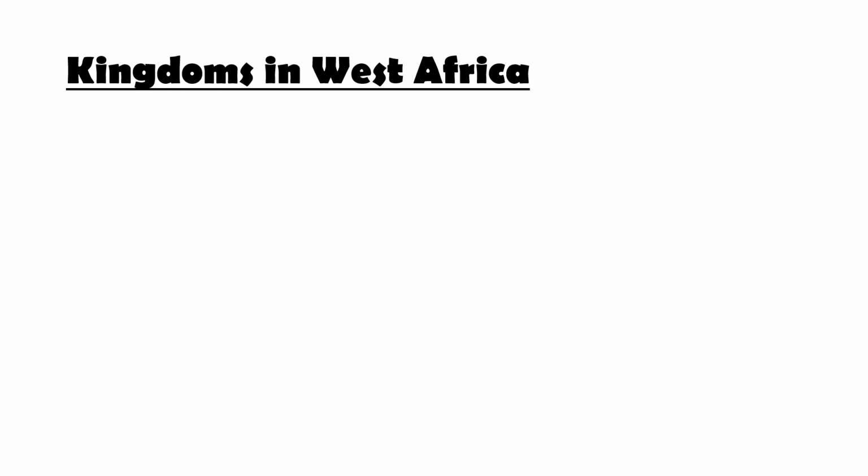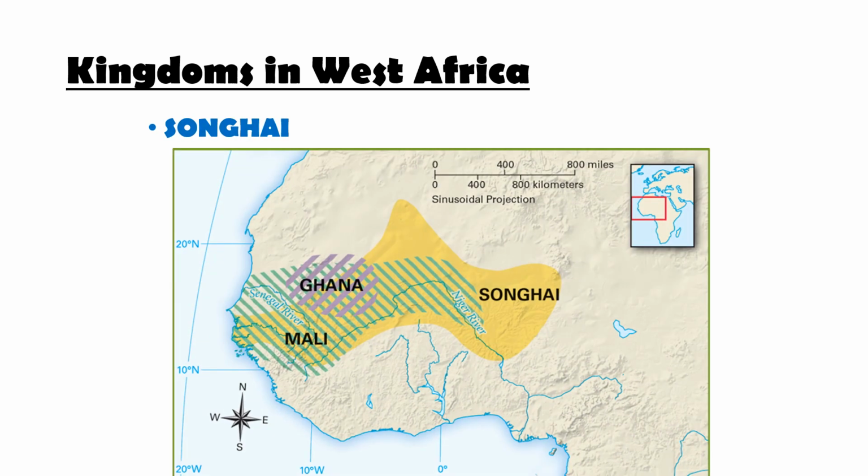Mali eventually collapses, probably due to, again, droughts and civil wars, and eventually Songhai replaces Mali. Here you can see the three kingdoms. Ghana was the first kingdom in West Africa. Eventually it was replaced by Mali, and eventually Mali was conquered and replaced by Songhai. Songhai truly is an extension of the previous kingdoms in West Africa.